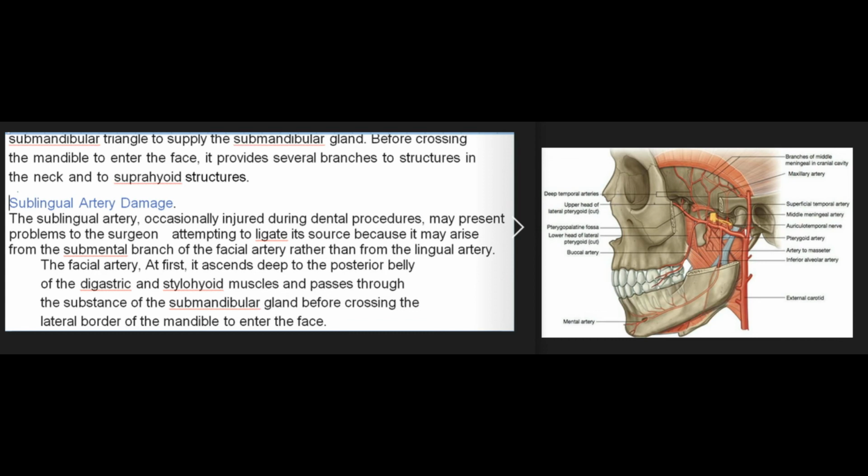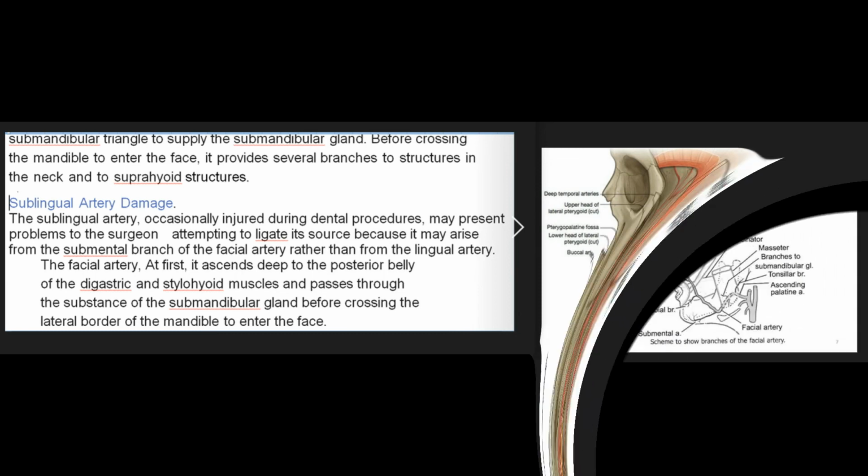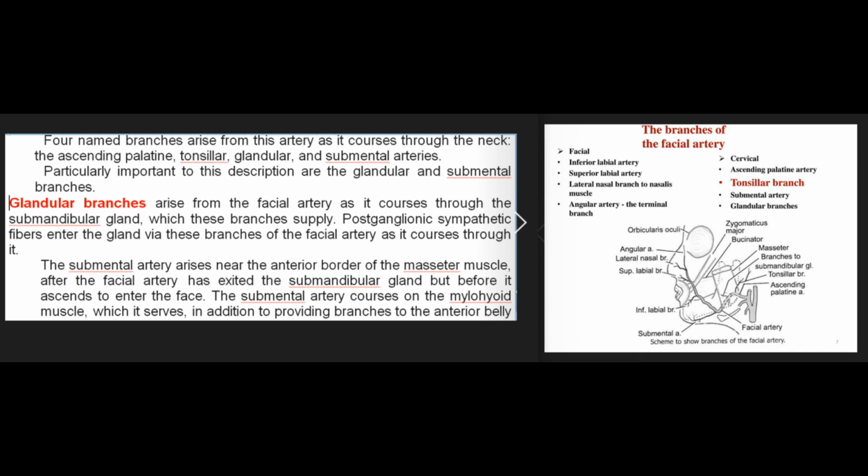The facial artery, at first, ascends deep to the posterior belly of the digastric and stylohyoid muscles and passes through the substance of the submandibular gland before crossing the lateral border of the mandible to enter the face. Four named branches arise from this artery as it courses through the neck: the ascending palatine, tonsillar, glandular, and submental arteries. Particularly important to this description are the glandular and submental branches. Glandular branches arise from the facial artery as it courses through the submandibular gland, which these branches supply. Postganglionic sympathetic fibers enter the gland via these branches of the facial artery.